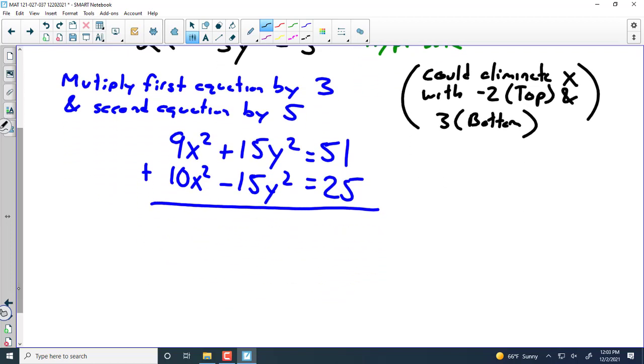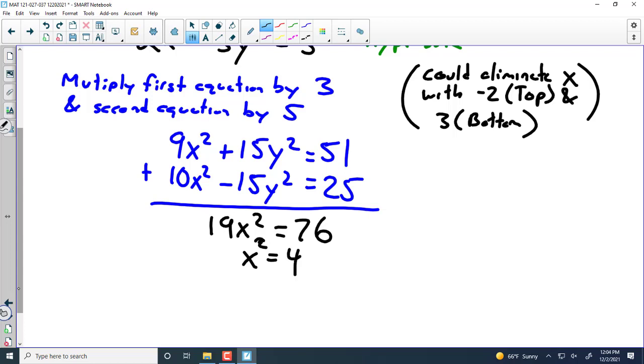But I add these together, I will get 19x squared equals 76. Oh, that's kind of grim looking. I wonder what 76 divided by 19 is. What is 76 divided by 19? 4. Oh, that's not so bad.